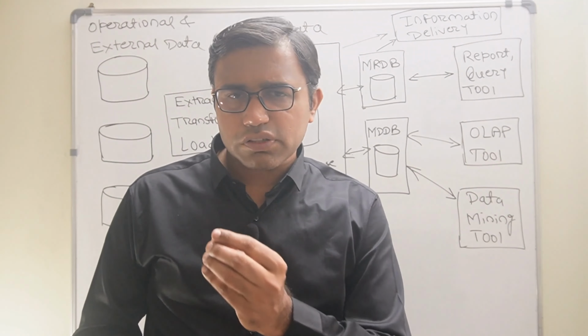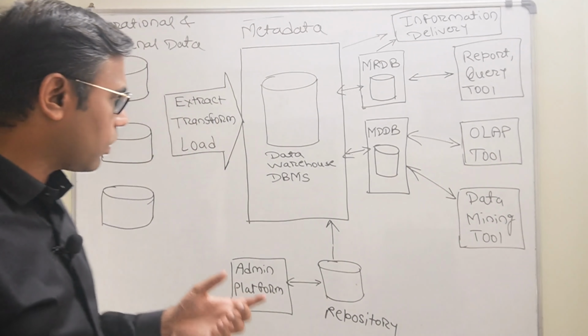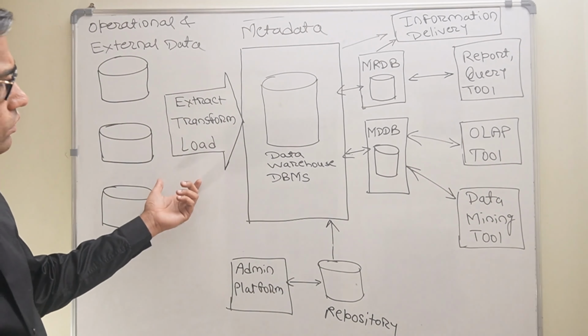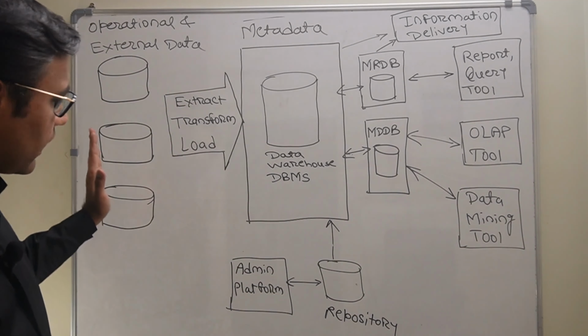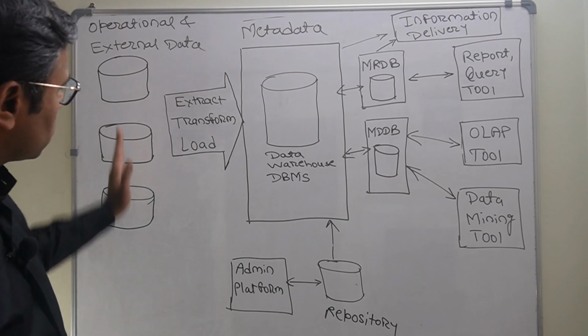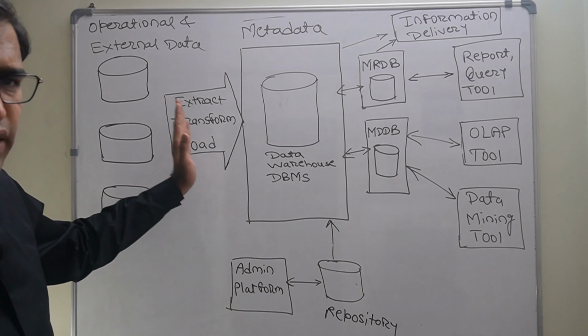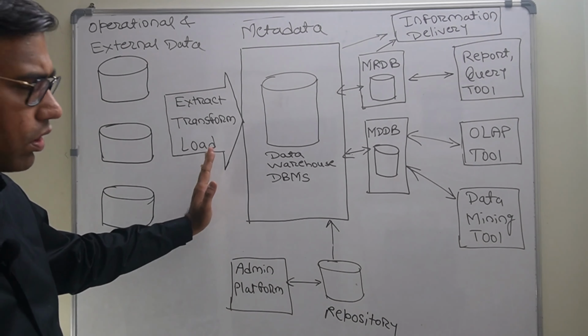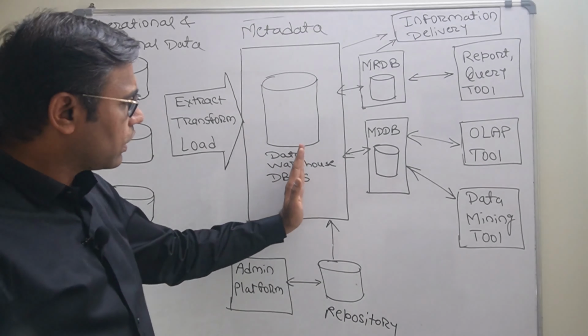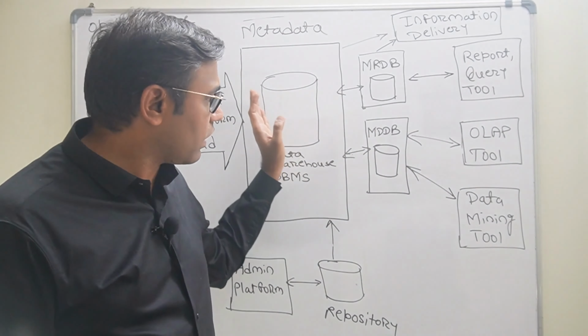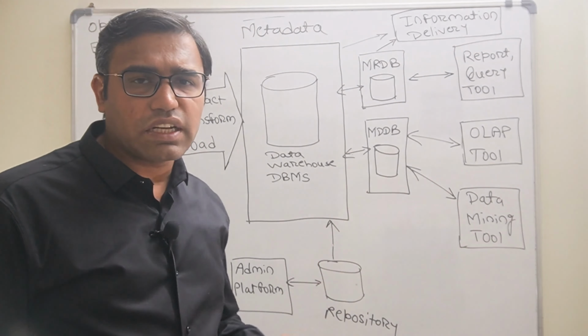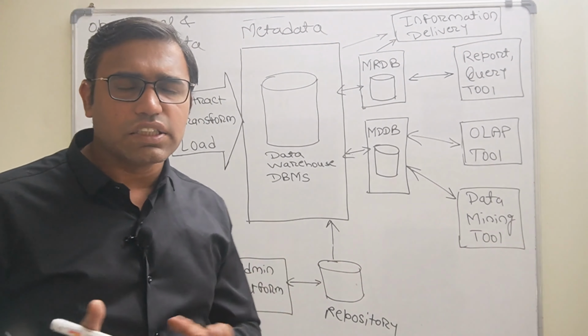I will briefly explain once again how this architecture works. There are various types of data. It is extracted, transformed into one unique format and loaded into the data warehouse, and then this data is extracted through reporting and query tools, OLAP tools and data mining tools. This is how the data warehousing architecture works.